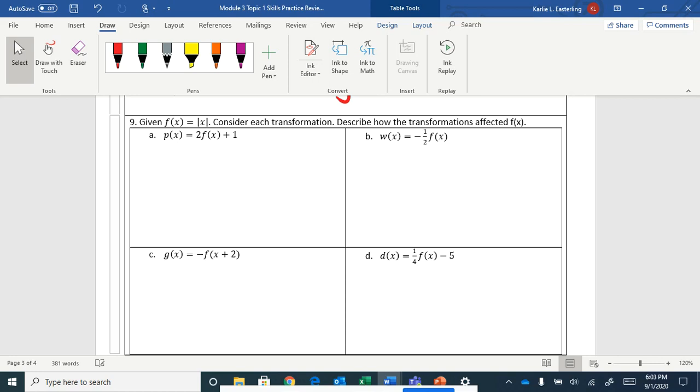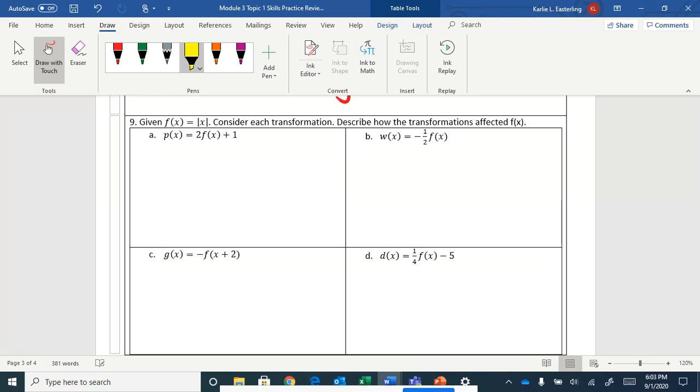It was page M3-17. That's the activity 1.3. We wrote a few little notes there. And if you need a refresher on what our A value does, our C value does, and our D value does, flip to the pages before or look in your notes, okay? I think this has been where most people have been struggling here. So we're going to describe how the transformations affected f of x.